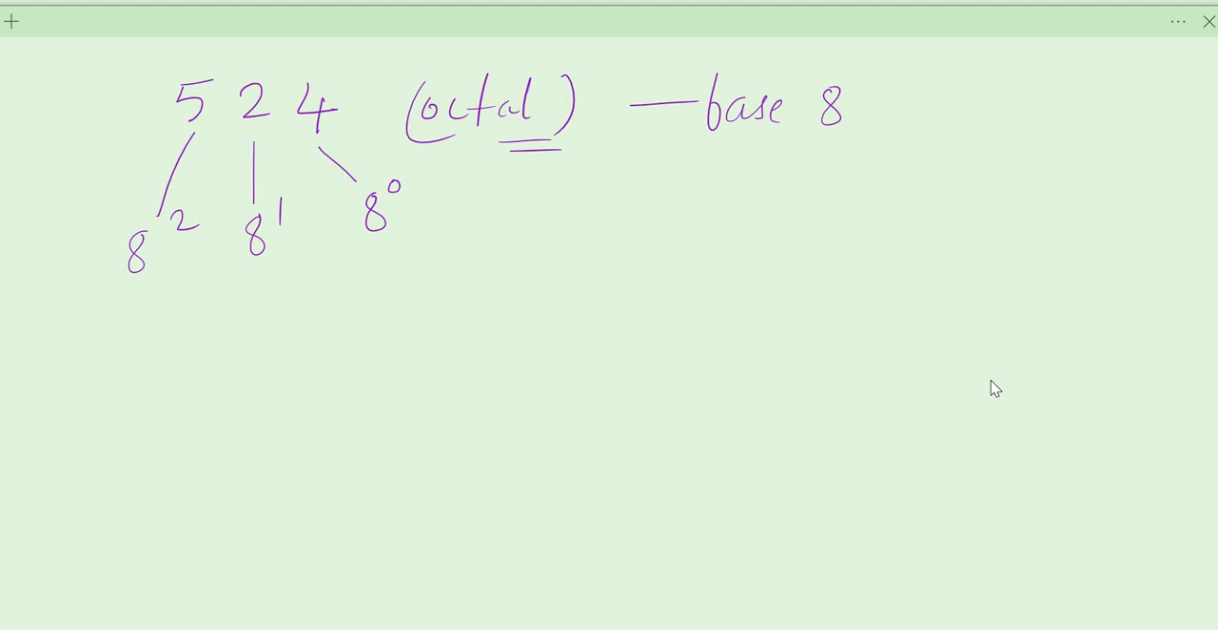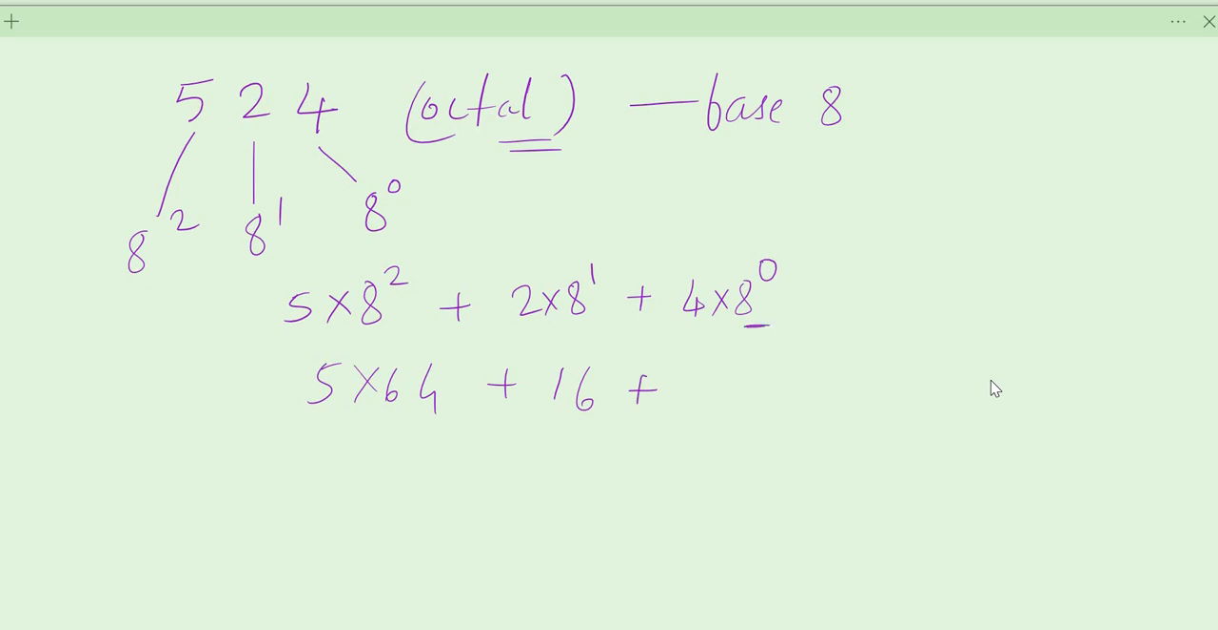So this number will be expanded as 5 into 8 raised to 2 plus 2 into 8 raised to 1 plus 4 into 8 raised to 0. In this way, the numbers will be expanded. Now when the number is expanded, we have to calculate. I am using the calculator now. 8 raised to 2 is 64, so 5 into 64 plus 16 plus 8 raised to 0 is 1, so this is nothing but 4.